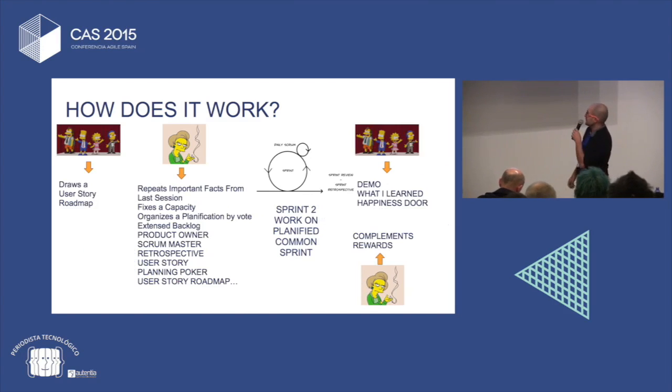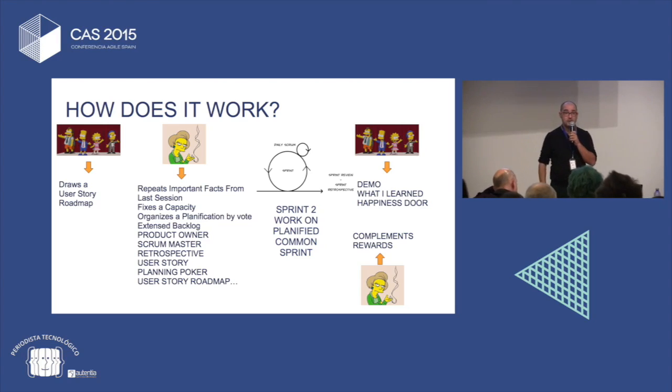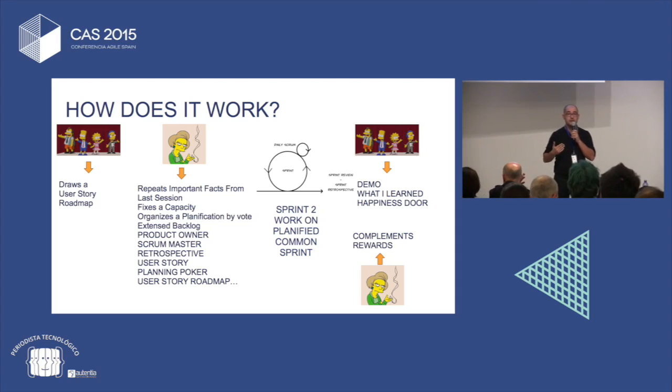The second sprint is quite easier. We will only add a user story roadmap, because right up there we will try to use the learning of each team. For example, I will repeat at the beginning some important facts about the last session. We will draw this user story roadmap, and I will extend the backlog with new features. What could we learn this time?